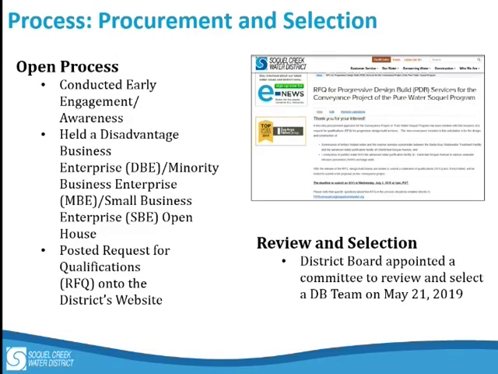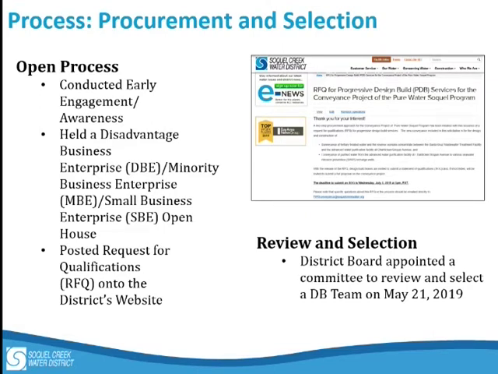And as listed in our staff memo, we had been in contact with over 20 interested firms who were looking at what kind of project the Pure Water Soquel program would be and what kind of packages we would have. We also held a disadvantaged business enterprise and minority business enterprise open house. We put this project out as an RFP process, meaning that we were going to release a request for qualifications.